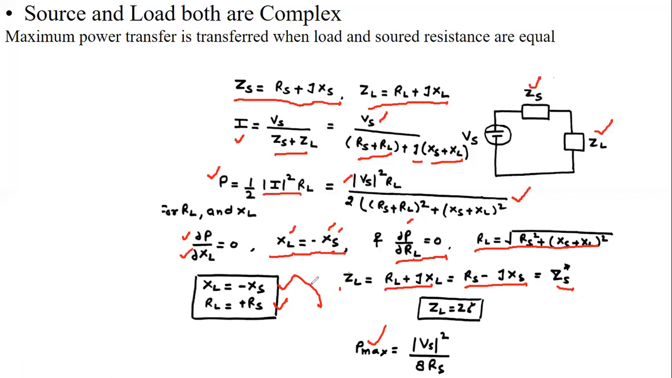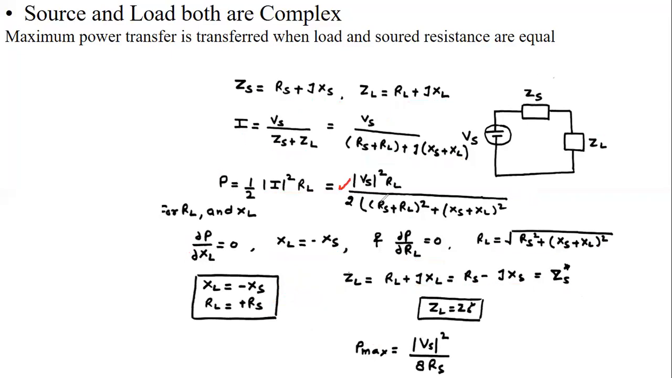Just wait, I clear the drawing. So when you put RS equal to RL and XL equal to minus XS in this equation, the power becomes equal to Vs square upon 8Rs. Okay, so that is the value of the maximum power.